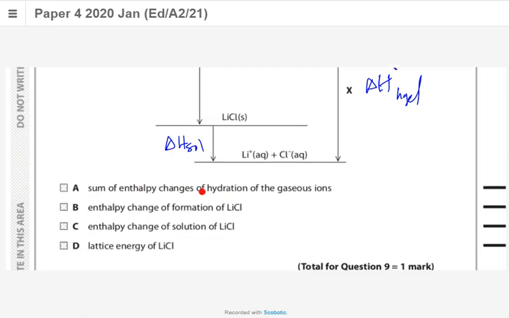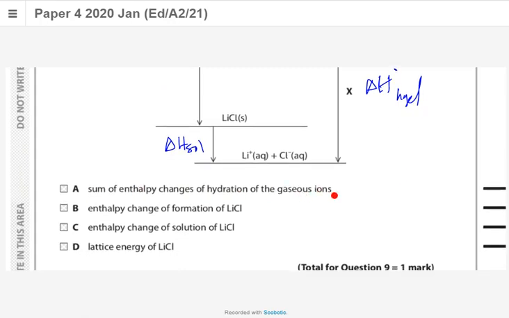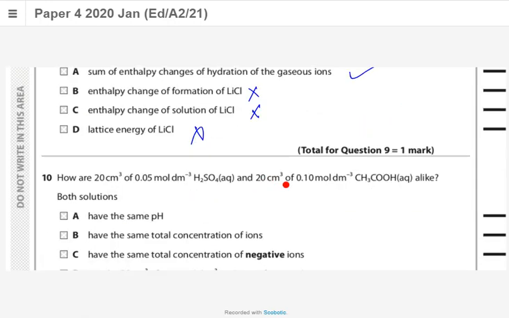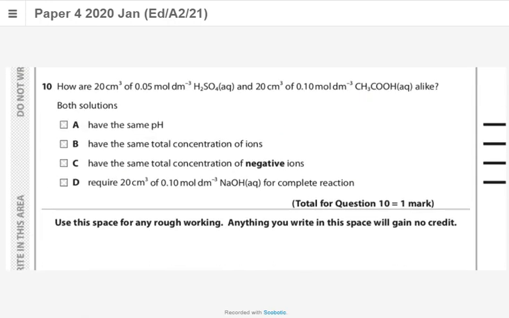Sum of the enthalpy changes of hydration of the gaseous ions. Correct. Enthalpy change of formation, no. Solution, that is this one. Lattice energy is the other one. Enthalpy of hydration is defined as the enthalpy change when 1 mole of gaseous ions dissolves in excess solvent, resulting in infinitely dilute solution.